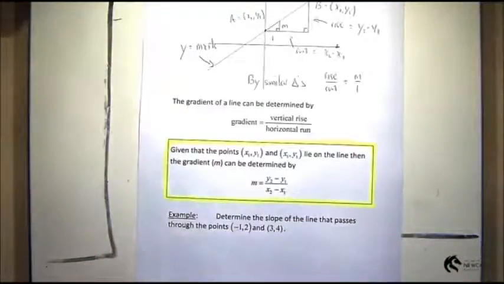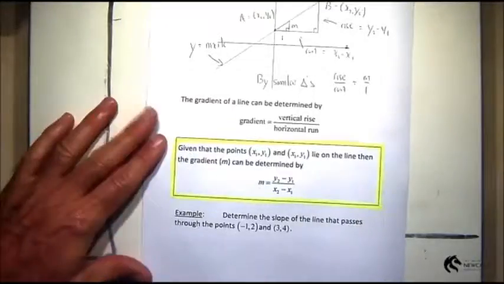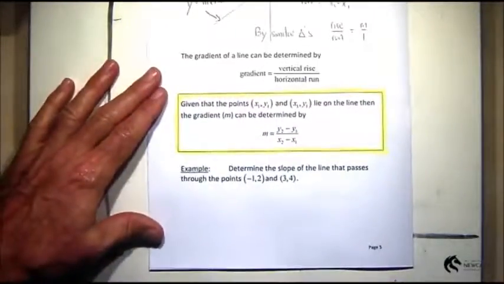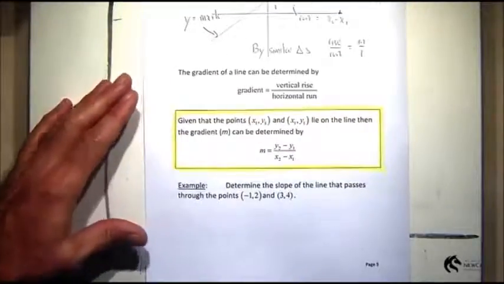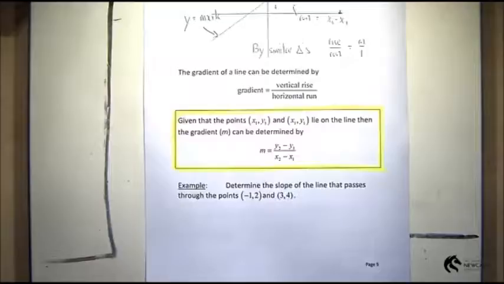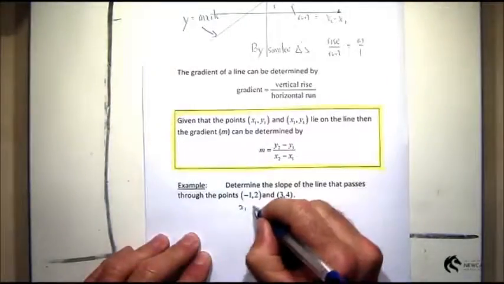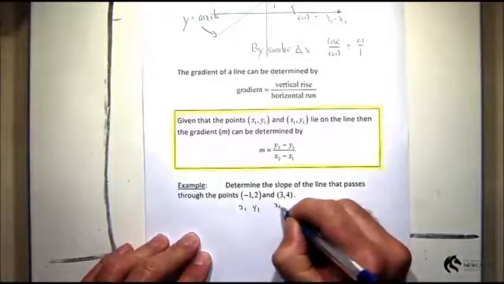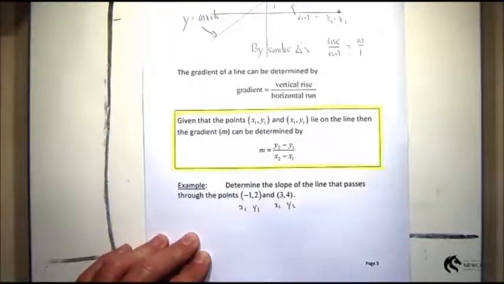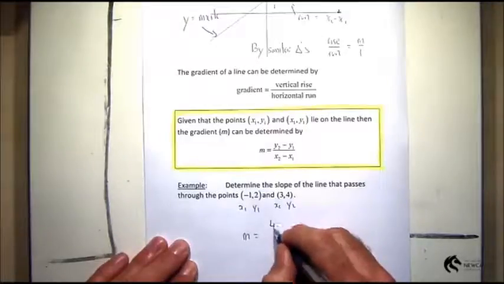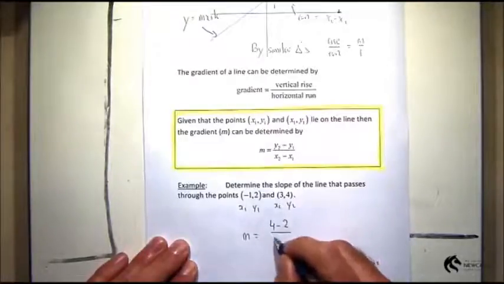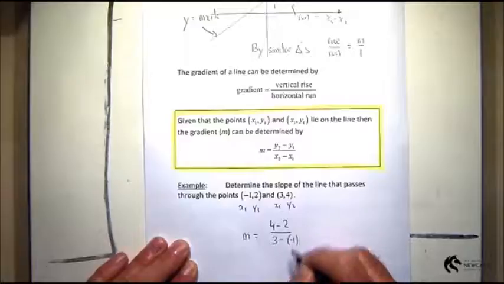So when I work, I'll do it. It says here, imagine a line passes through the points (-1, 2) and (3, 4). Determine the slope. All I have to do is say, look, that's my x1, that's my y1, that's my x2, that's my y2. And my slope will be y2 minus y1 over x2 minus x1.